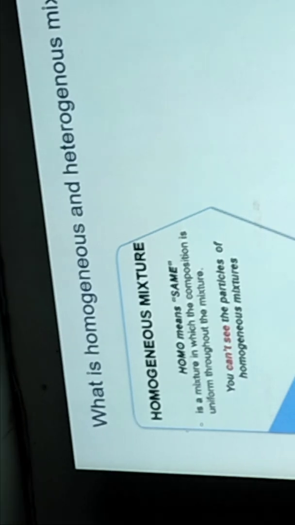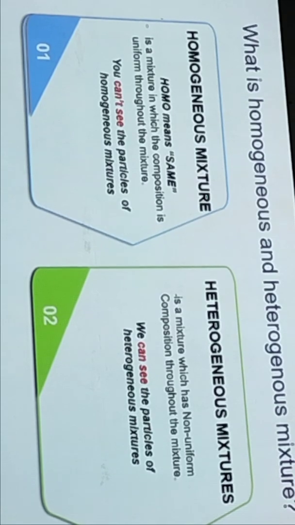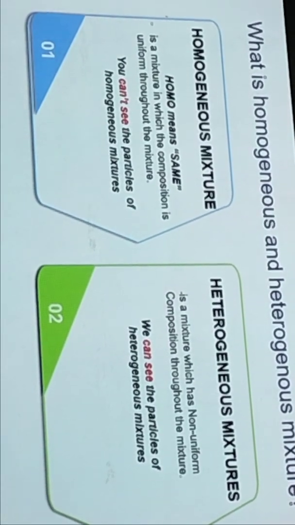Homo means same. It is a mixture in which the composition is uniform throughout the mixture. Okay, so you can see the particles of the juice. Yes, homogeneous. Non-uniform. So you have to take note of these words, children.